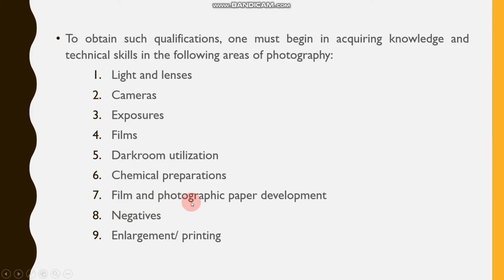7, the film and photographic paper development. Next is the negatives, and then the enlargement and printing, o yung process natin kung paano natin maililipat si image kay photographic paper. So, lahat yan mapapag-aralan natin. So, ngayon, uunahin na nga natin is about kay light.